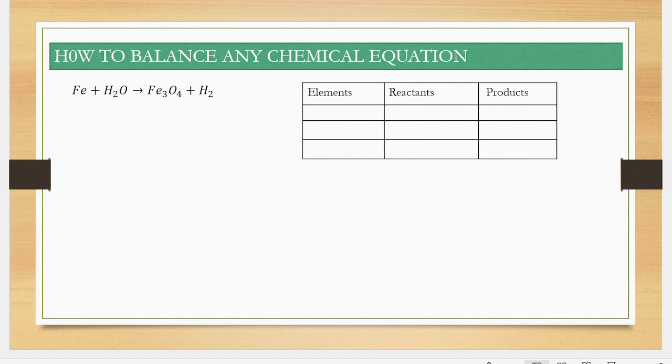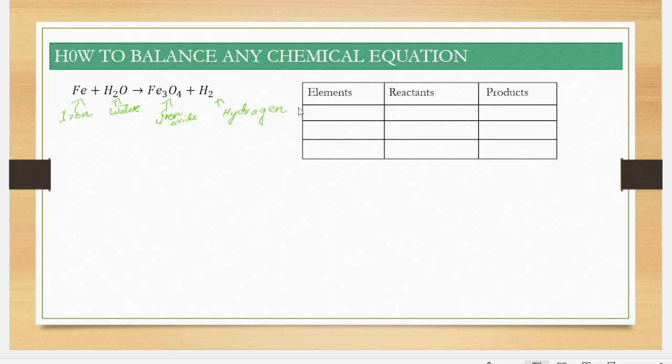This is iron. This is your water. And this is your iron oxide. And H2 is hydrogen. Look at the equation very carefully. Iron reacted with water gives iron oxide and hydrogen.